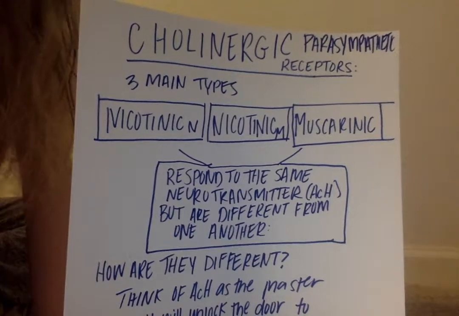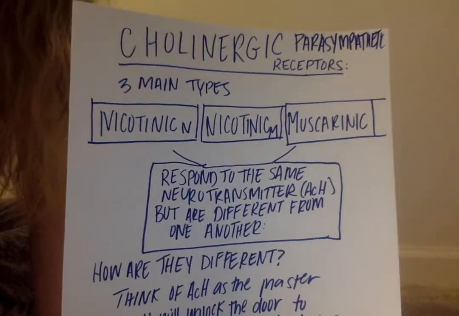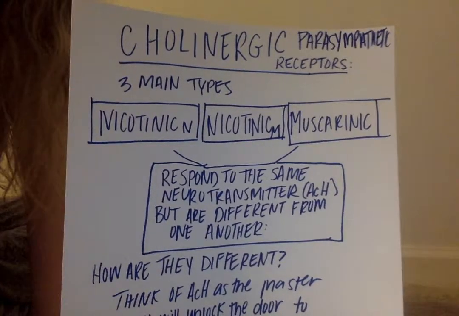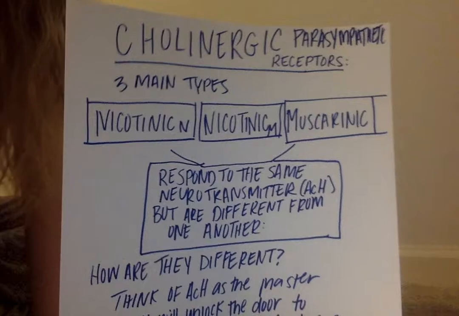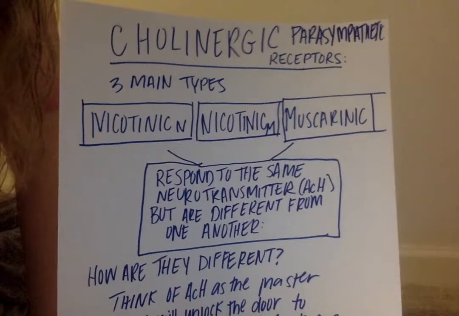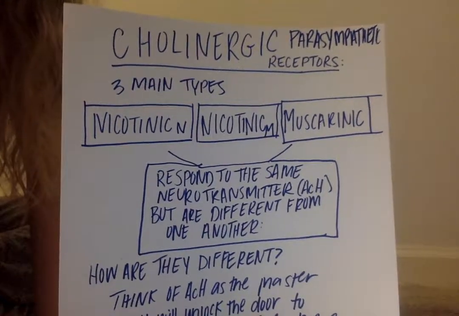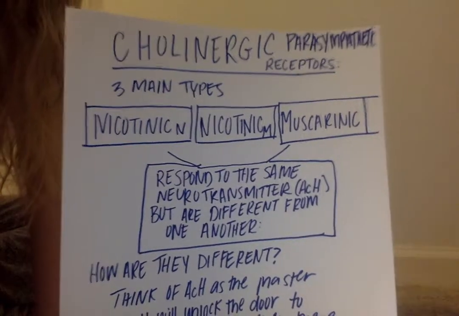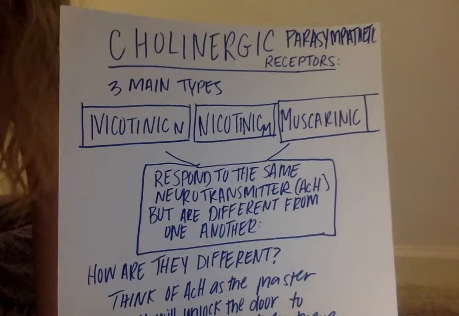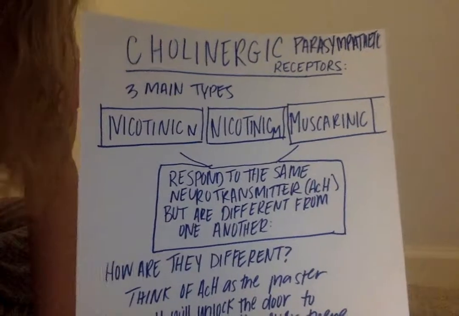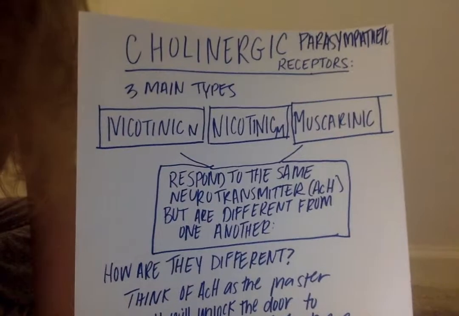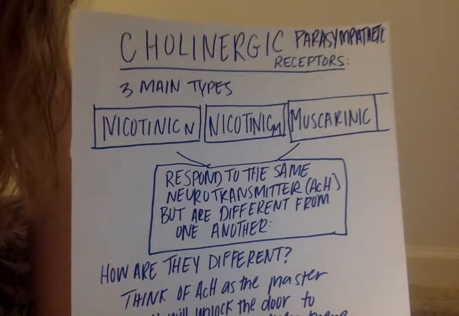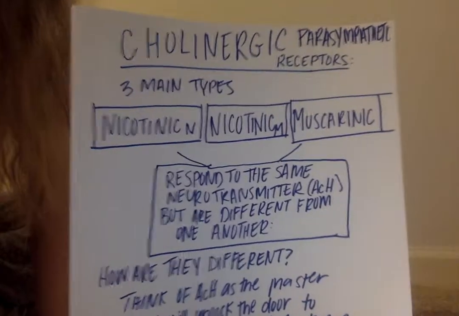So the cholinergics, those are parasympathetic cholinergic receptors. Now there are cholinergic receptors outside of the parasympathetic nervous system, but inside the parasympathetic nervous system, we're looking at cholinergics as well. All of your receptors in the parasympathetic are going to be cholinergic, meaning acetylcholine is the neurotransmitter. So within that, you have nicotinic N, nicotinic M, and muscarinic. Okay, so what does that mean?